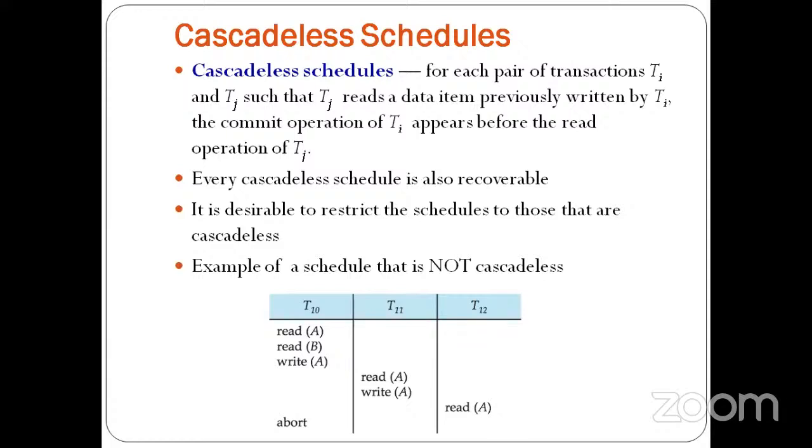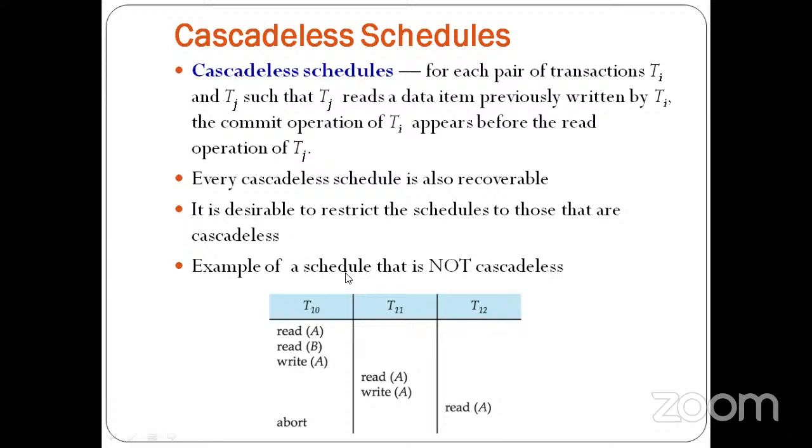So cascadeless schedules. These are each pair of transactions Ti and Tj, such that Tj reads a data item previously written by Ti, and the commit operation of Ti appears before the read operation of Tj. Every cascadeless schedule is also recoverable, and it is desirable to restrict the schedule to those that are cascadeless.